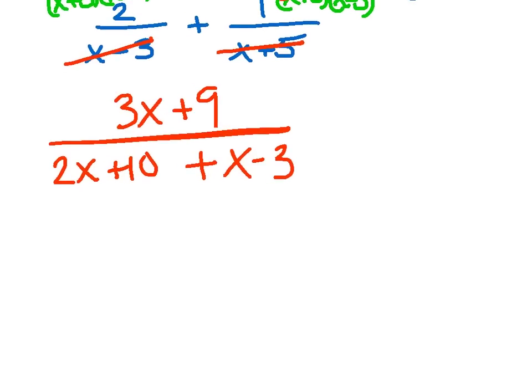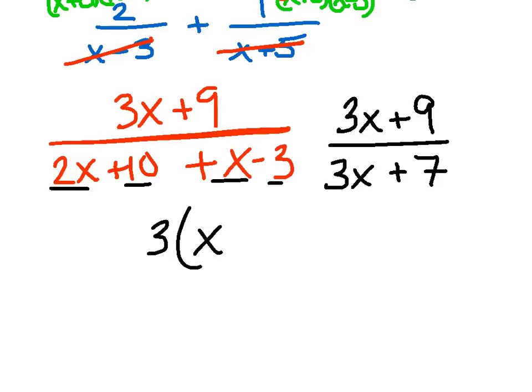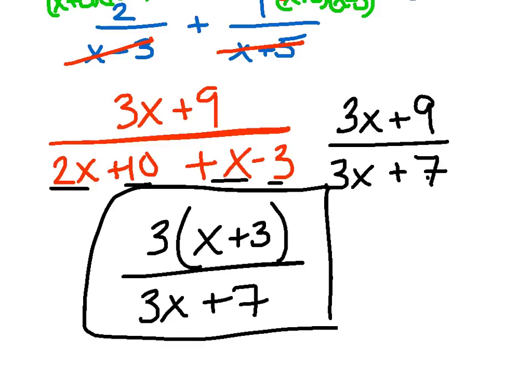I'm going to keep cleaning up. So on top, I've got my 3x plus 9. 2x and x make 3x plus 7. And it looks like I can factor the top. I can pull a GCF of 3 out, and I've got x plus 3. On the bottom, can't factor. There's no GCF there, so I've got 3x plus 7. And nothing's going to cancel. That's just as far as I can go.